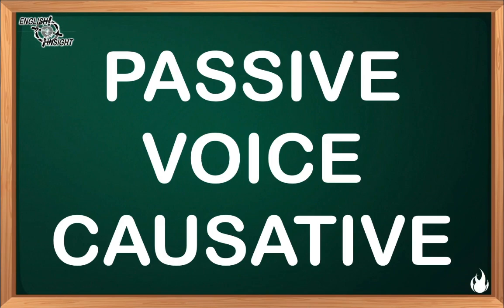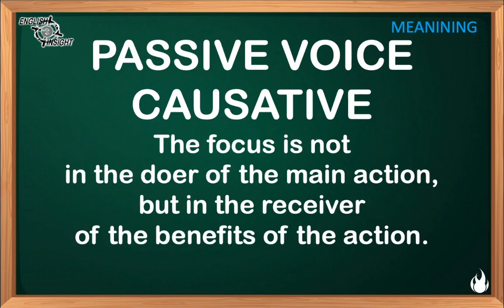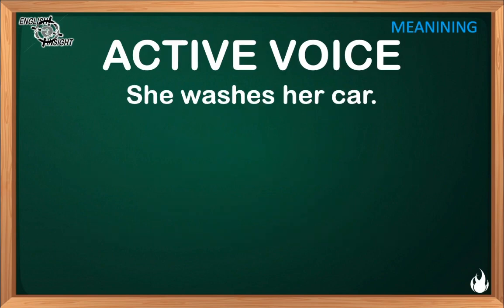Passive voice causative. Passive voice causative describes someone doing an action for someone else, or when someone causes someone else to do something. The focus is not on the doer of the main action, but on the receiver of the benefits of the action. In active voice, we may have a sentence like this.